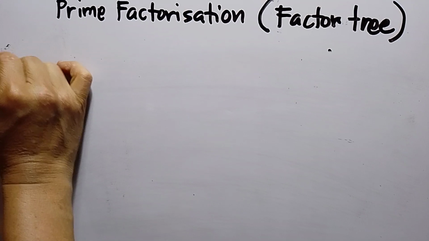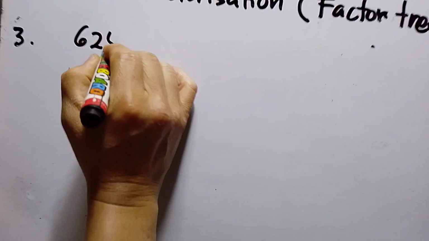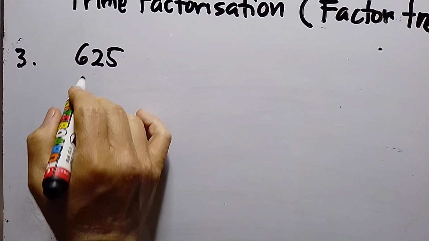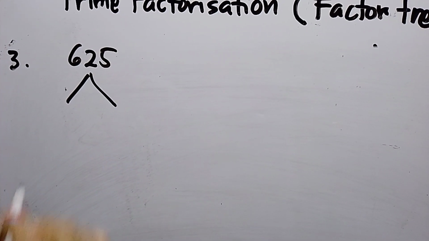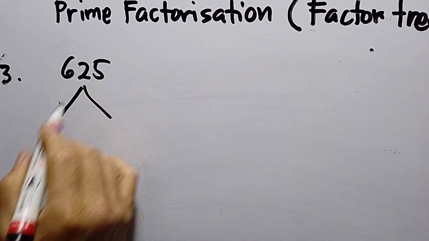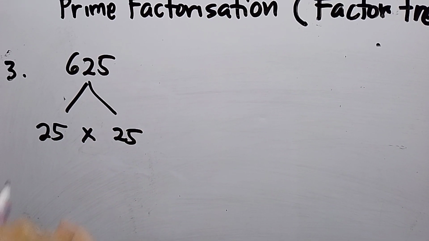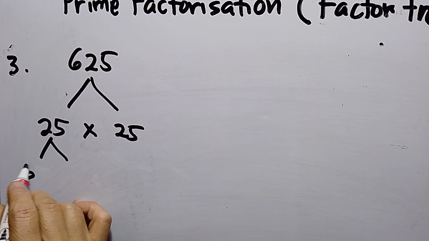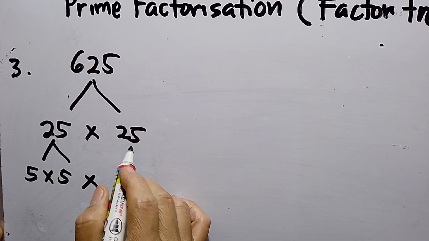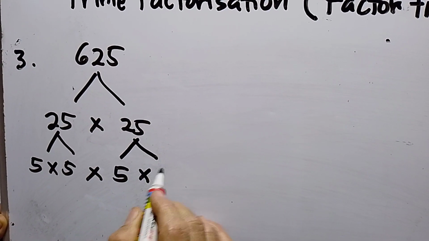Number 3, 625. As we know, factors of 625 is 25 times 25. And then we can break 25. This will be 5 times 5, and break this other 25, 5 times 5.